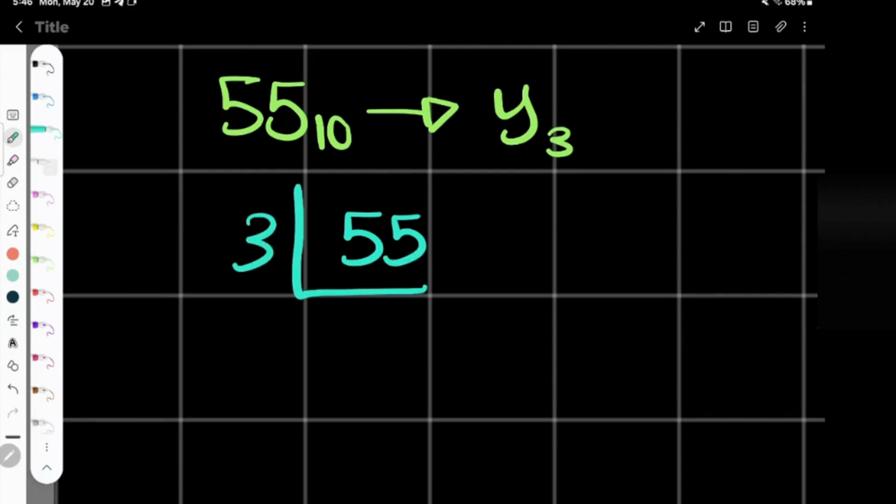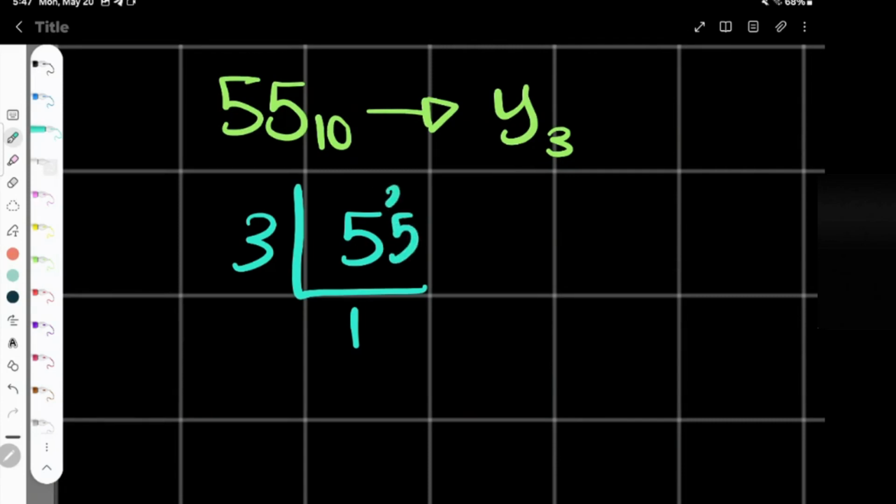But you cannot use your calculator. You have to do it manually. So how to get 5? The first one is 1, because 3 times 1 is 3. So 5 minus 3 is 2. The remainder goes to this one here. So it will be 25 now.